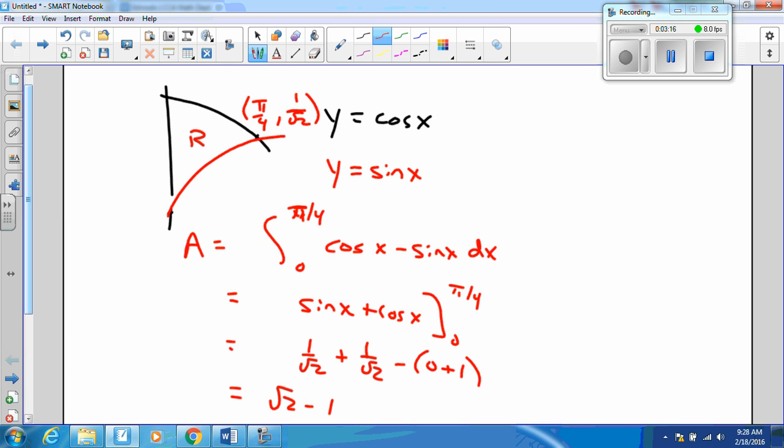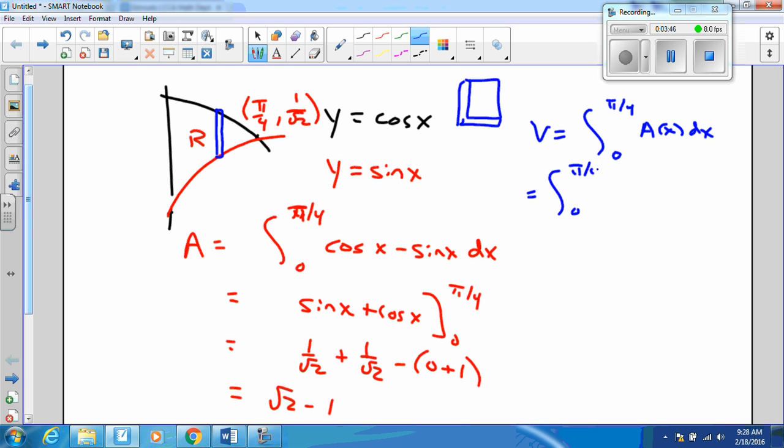So that was fun. Then I asked you for the volume of the solid whose base is R and whose cross-sections perpendicular to the x-axis are squares. And so all of you set up volume is equal to the integral of area dx. Of course, our preliminary work is to take a cut perpendicular to the x-axis and see that the cross-section is going to have a side of top curve minus bottom curve. And so we have the integral from 0 to pi over 4 of (cosine x minus sine x) squared.